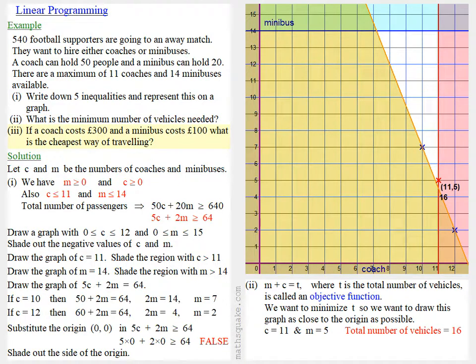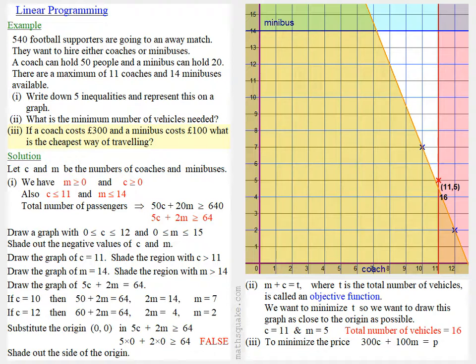Now in part 3 we're asked, if a coach costs £300 and a minibus costs £100, what is the cheapest way of travelling? Now we want to find the minimum price. Let P represent the total price. So we have the total price is £300 per coach plus £100 per minibus. So 300C + 100M = P. This is another objective function.